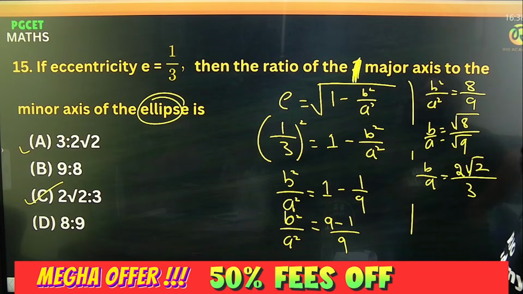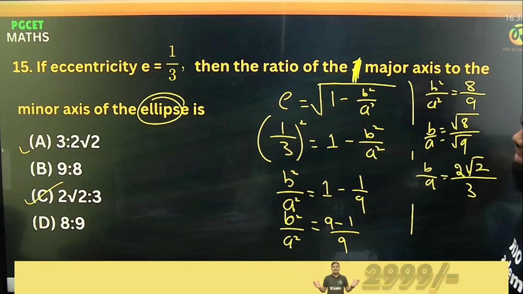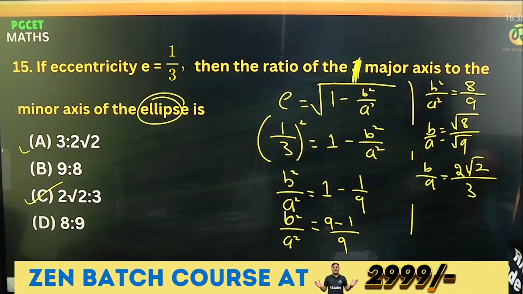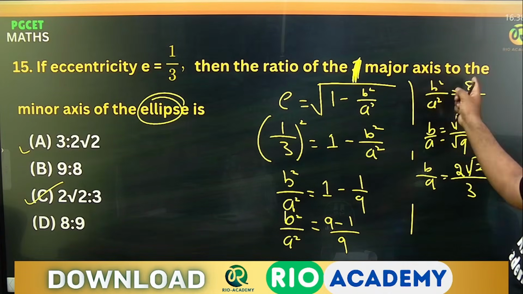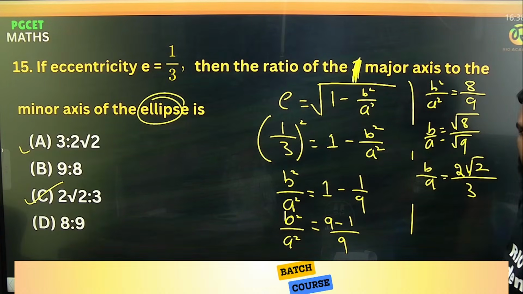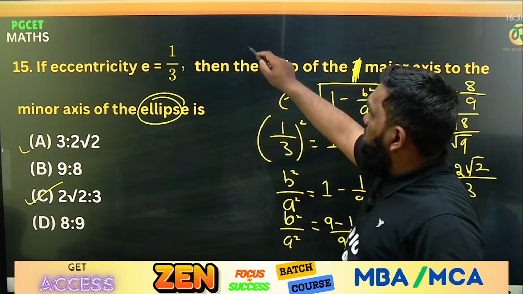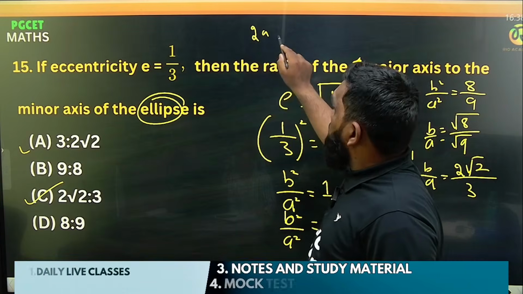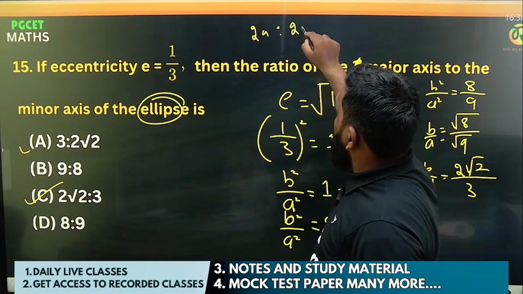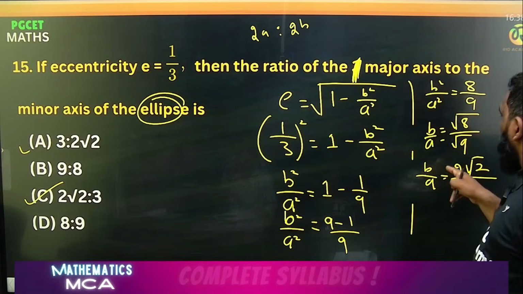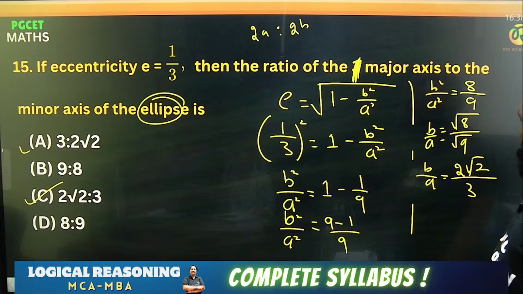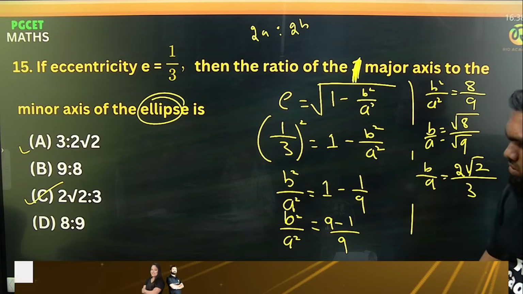Wait. The major axis to minor axis they are asking. The question is the major axis to minor axis. Major axis is 2a to minor axis 2b. The above is correct.